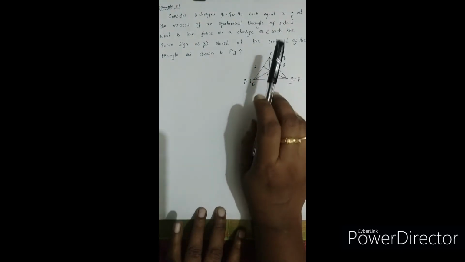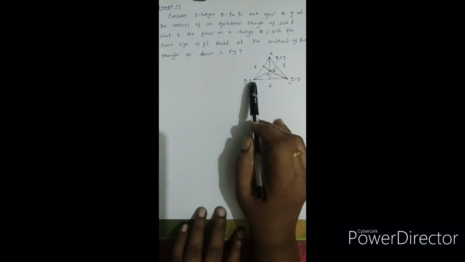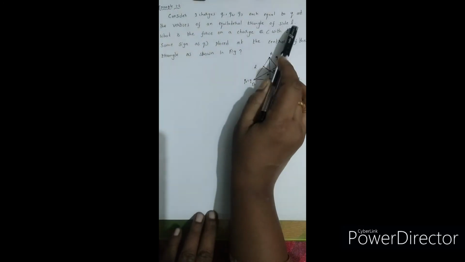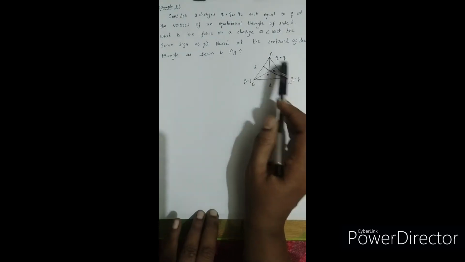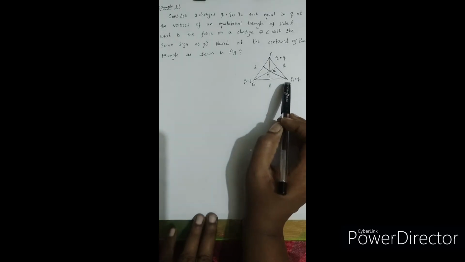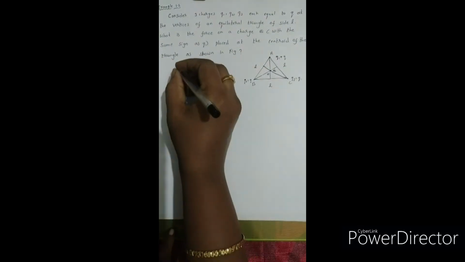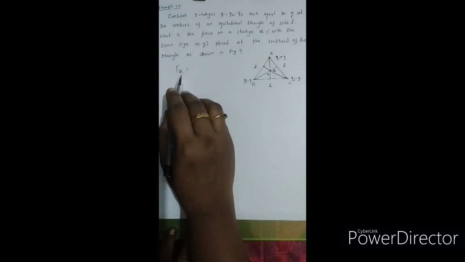So they have given you three charges. What are they? Q1, Q2 and Q3. And they are placed at the vertices of an equilateral triangle of side L. So this is the equilateral triangle. ABC is the equilateral triangle of side L, and the three charges are placed at its vertices. They have asked you to calculate the force on capital Q.